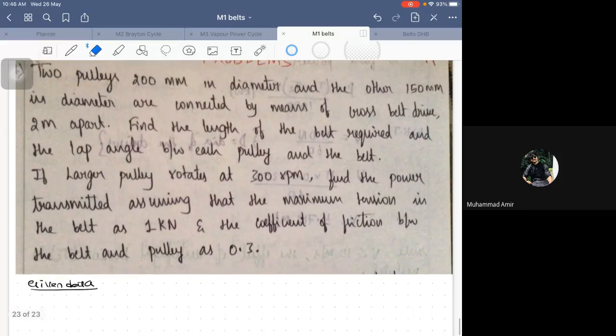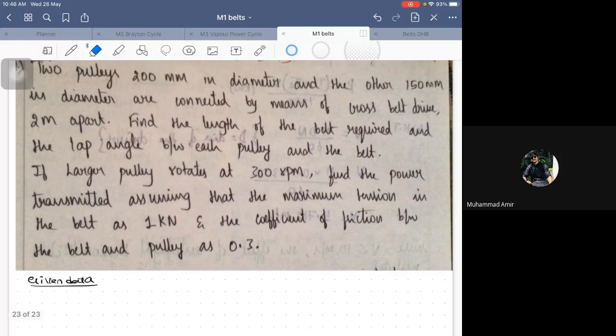Okay. So two pulleys are there. One is 200 mm in diameter and the other one is 150 mm in diameter. So there is a larger pulley, I will just draw a larger one, and there is a smaller pulley like this. Now, how it is connected, that we also have to see.